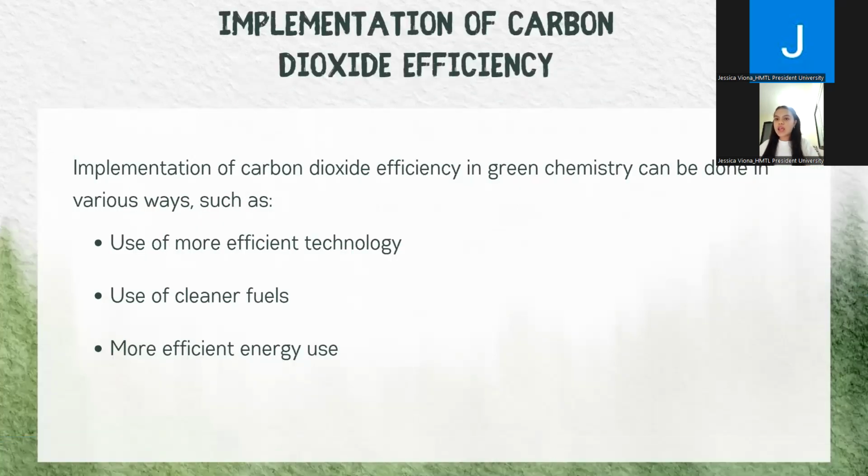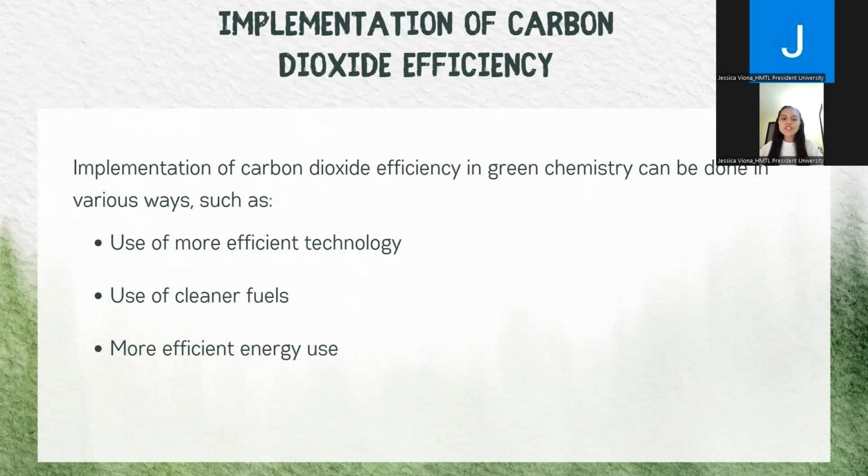And in the next slide is implementation of carbon dioxide efficiency. Implementation of carbon dioxide efficiency in green chemistry can be done in various ways, such as the first one, use of more efficient technology: using more efficient technology in chemical and industrial processes to reduce carbon dioxide emissions.